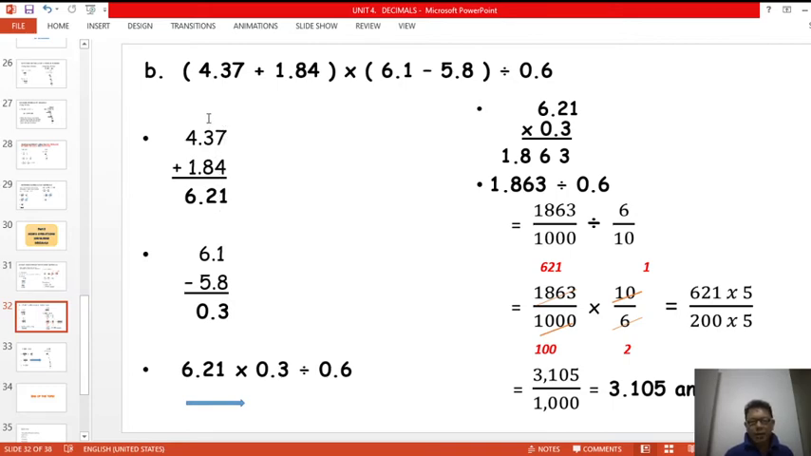1, carry up 1. 1 plus 3 is 4, plus 8 is 12. So 2, carry up 1 there. 1 plus 4 is 5, plus 1 is 6. And then copy the decimal point, 6.21. Okay, now let's deal with the next group.